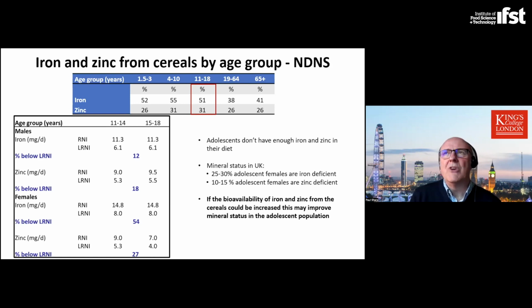requirements. If we try and relate this to mineral status in the UK and in the adolescent population group, then it's estimated that up to 30% of adolescent females in the UK are iron deficient, and up to 10% to 15% of the adolescent female population in the UK may also have zinc deficiency. So this leads us to a conclusion that if we could increase the bioavailability of iron and zinc from cereals and cereal products, then this might go some way to improving the mineral status in the adolescent population in the UK.